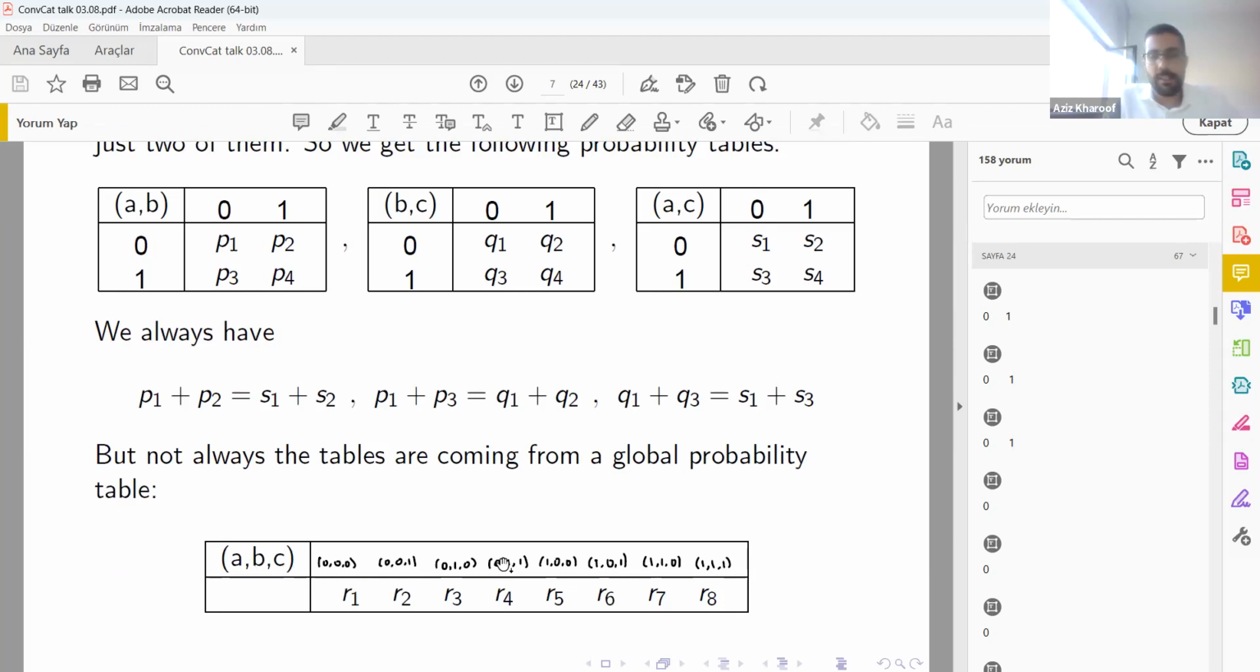So one imagines that there is a table like this, and this is where the other tables come from. If we want to know here AB 0, 0, we can sum both of these, because here AB is 0, 0. We can sum both of these and get this. So from this joint table, we can get all of these tables, but not always. We don't always have such a global probability table, and this is something surprising.